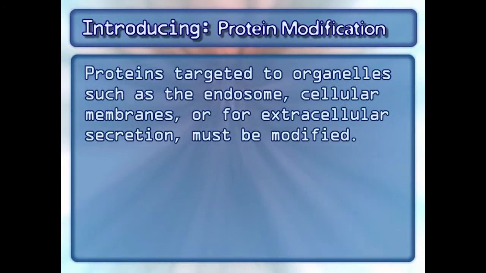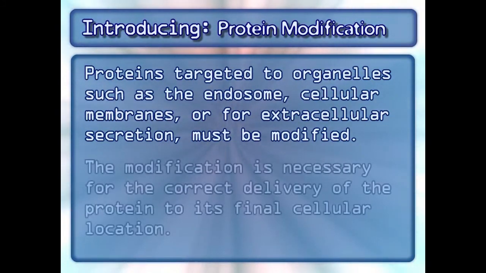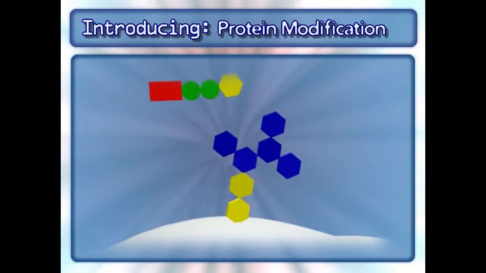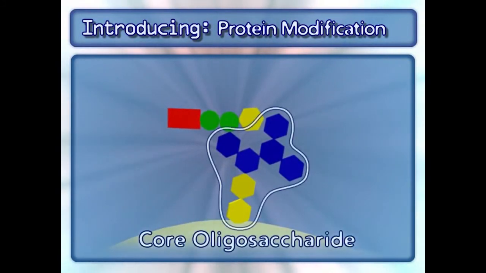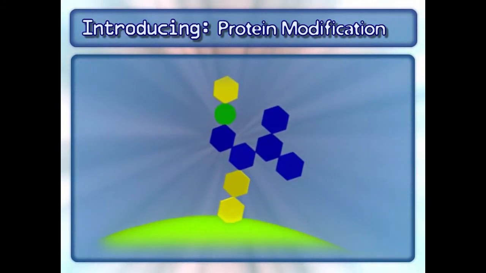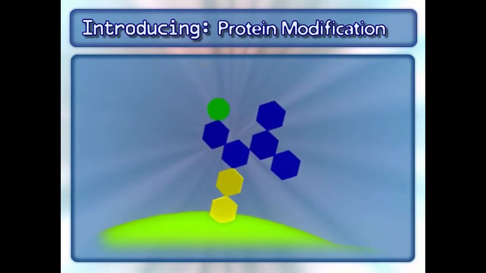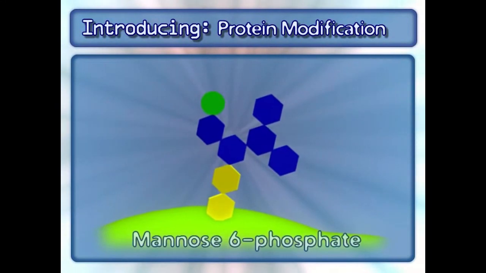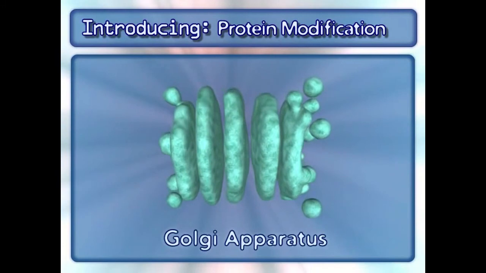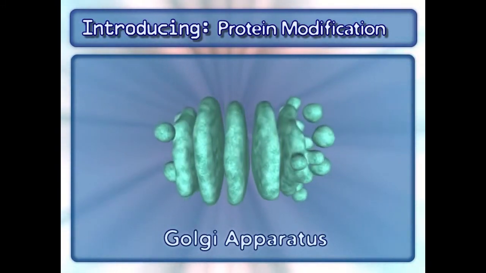Proteins targeted to organelles, such as the endosome, cellular membranes, or for extracellular secretion, must be modified. The modification is necessary for the correct delivery of the protein to its final cellular location. The modification occurs when specific sugar molecules are added to a core oligosaccharide that is attached to the protein. These sugar complexes are the signal often required to direct the protein to its final destination. One example of this is mannose-6-phosphate. These sugar side chain modifications occur within the Golgi apparatus.